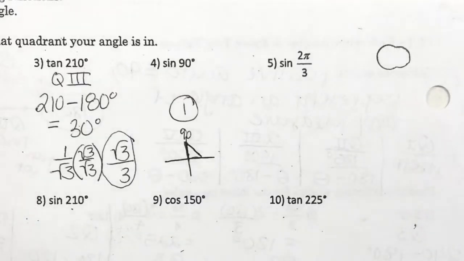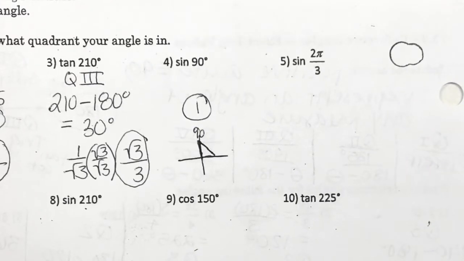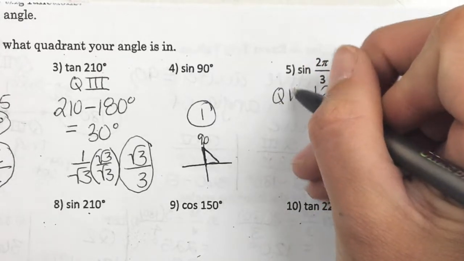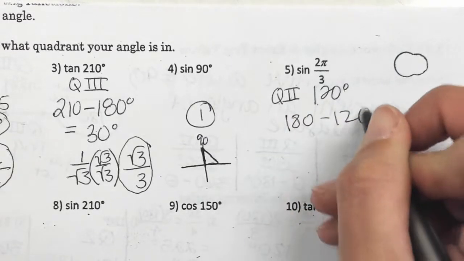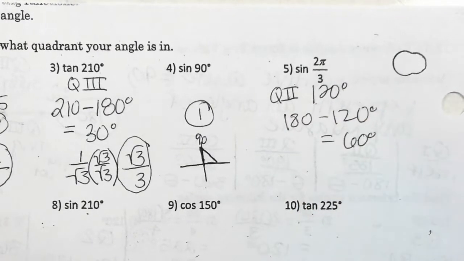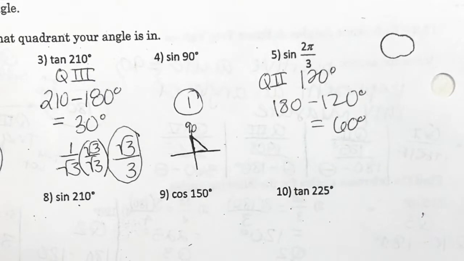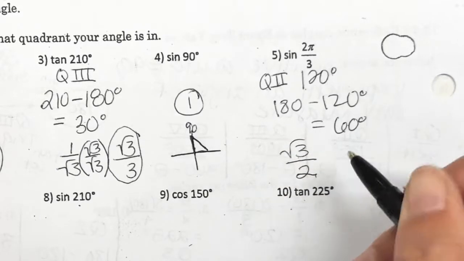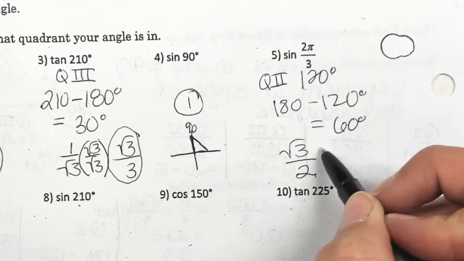2 pi over 3 is what degrees? 120. That's in quadrant what? So to find the reference angle, 180 minus 120, that's going to give us what? Alright, find sine of 60 with your fingers and tell me what you get. Very good. And what about in quadrant 2? What's positive? Sine. So we can leave it positive.